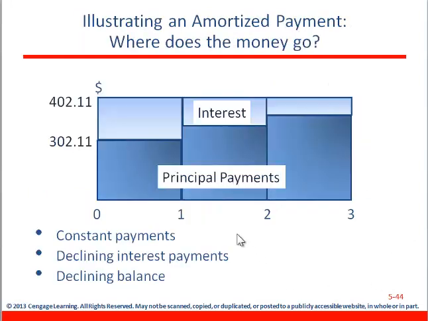This is a nice illustration talking about a flat payment. Every period we pay $402. However, the component that goes to interest is decreasing as our principal outstanding decreases, and the component going towards principal increases as our interest decreases.